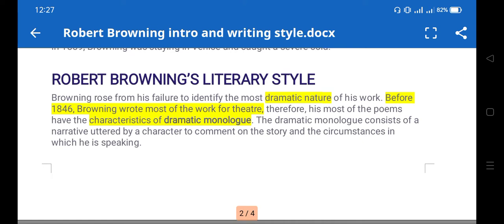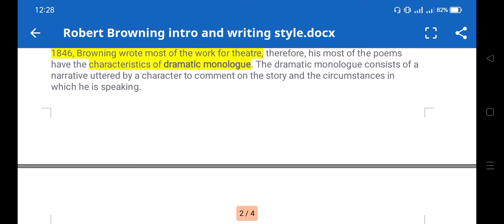And Robert Browning's writing style, right? The dramatic monologue, the dramatic nature of his work. Browning wrote most of his work for theater, and the characteristics of dramatic monologue consist of a narrative uttered by a character to comment on a story and the circumstances in which he is speaking, right?